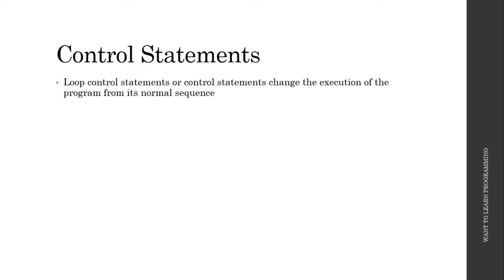There are three most important control statements. First is break, which we have already encountered during the switch case. Second is continue, and the third one is goto. We will look at break and continue in detail, and we will also look at goto in brief.